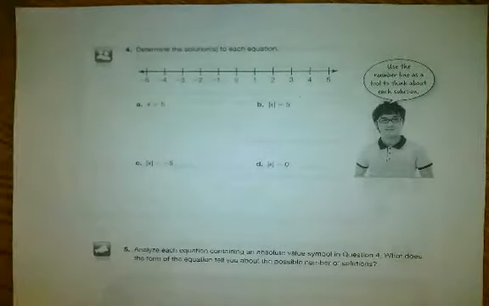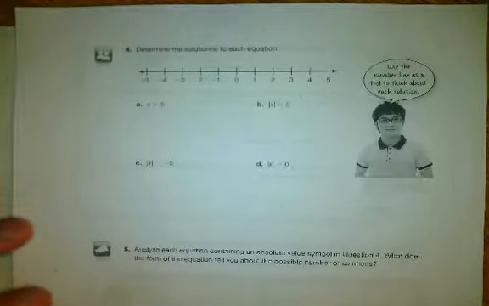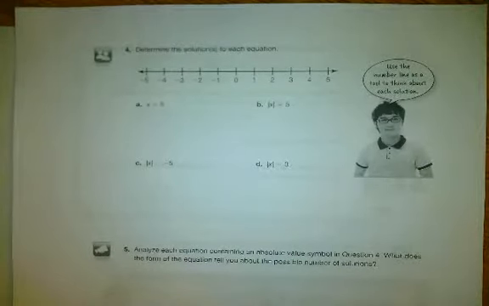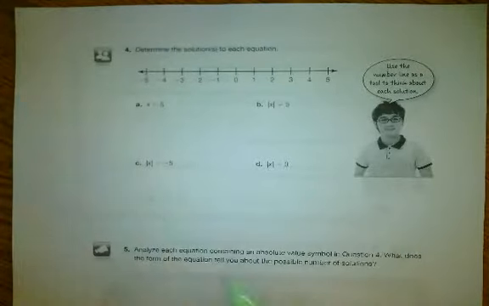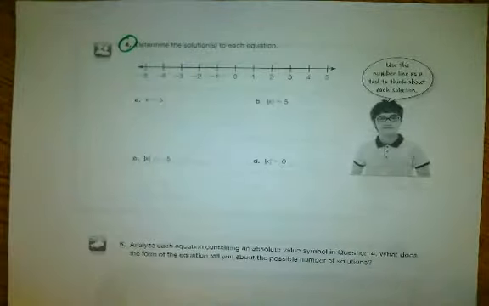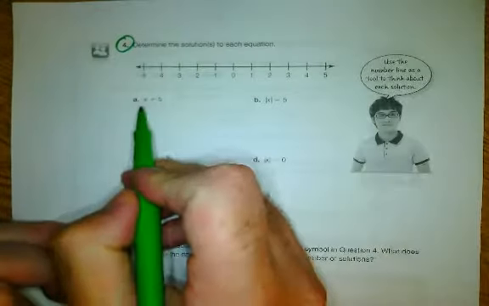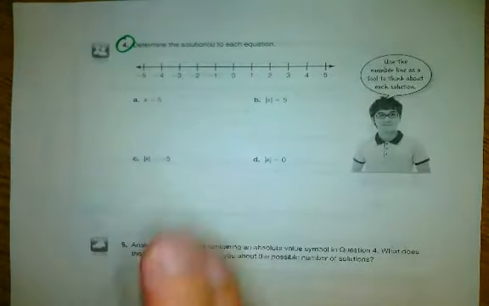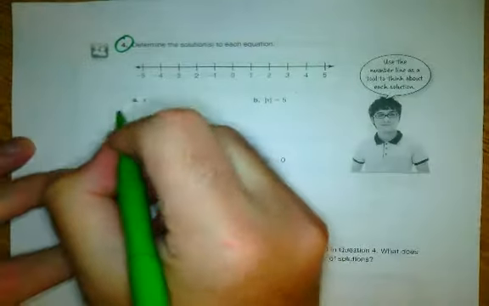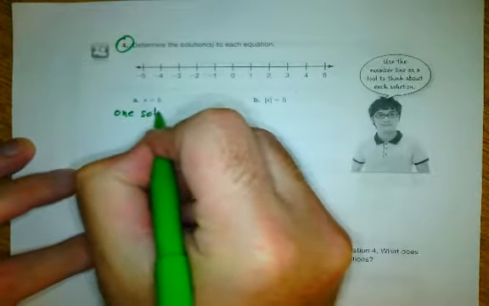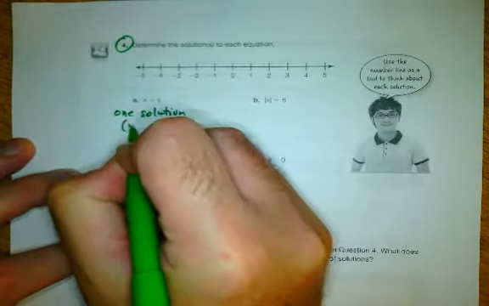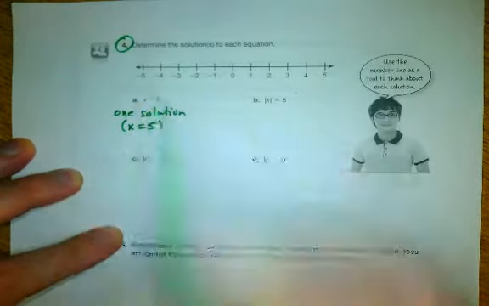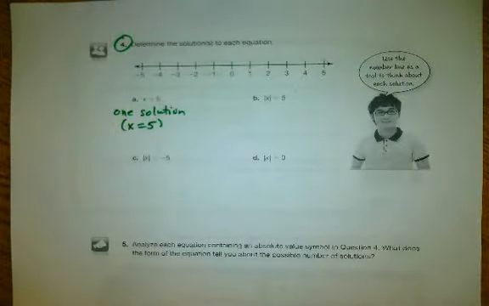I want you guys with your table to now change pages. We're going to go over to page 1017, 1017. We're going to look at number 4. Right here, and we want to determine these solutions. On number 4, the first one says x equals 5. So obviously if x equals 5, there is only one solution, and that solution is that x has to be equal to 5. Nothing really going on there. That's basically just an algebra 1 thing.